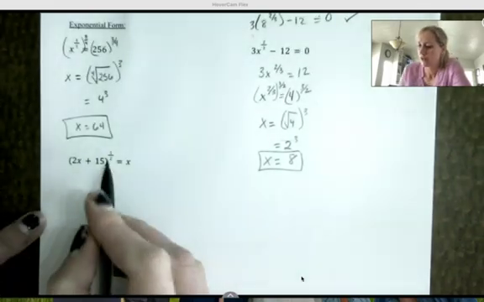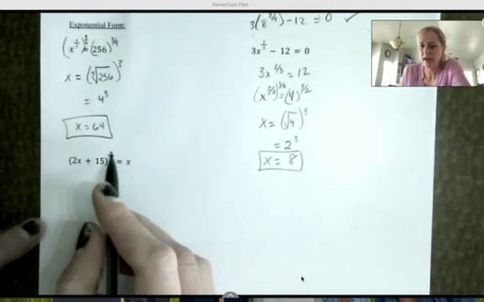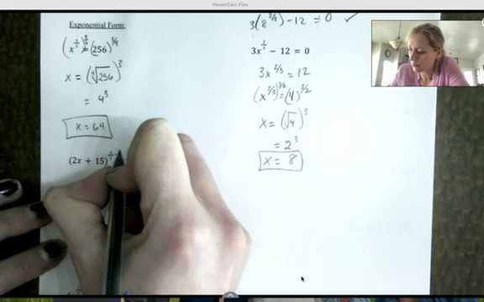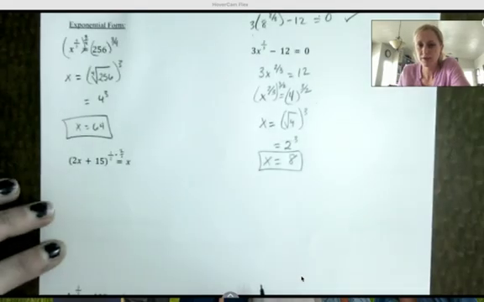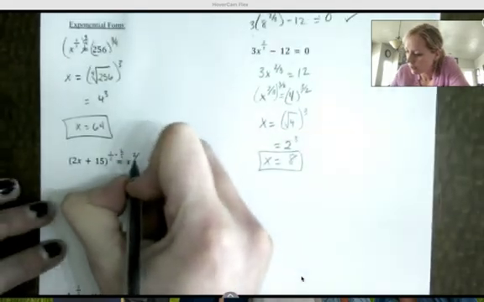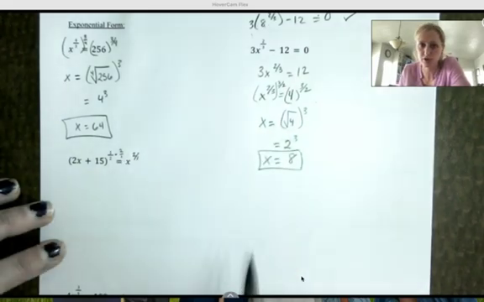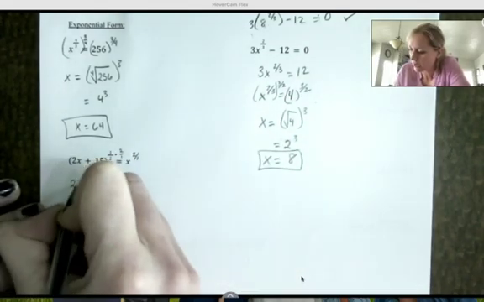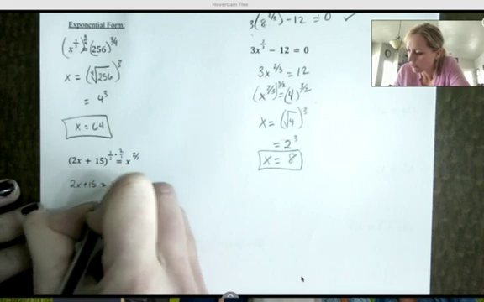All right, this whole thing is being applied to the 1/2. We want to make that equal 1, so we're going to multiply by the exponent reciprocal. Apply that to both sides. So 2 over 1 is just 2, right? So I now have 2x plus 15 equals x squared.